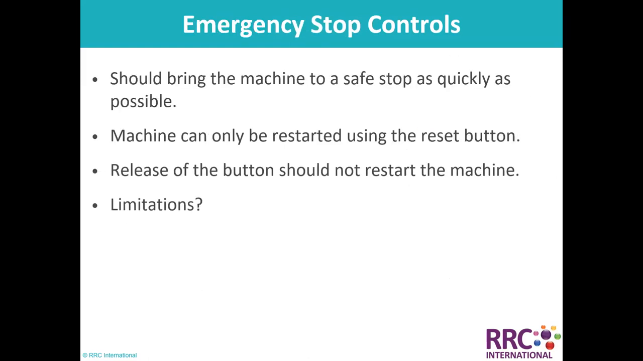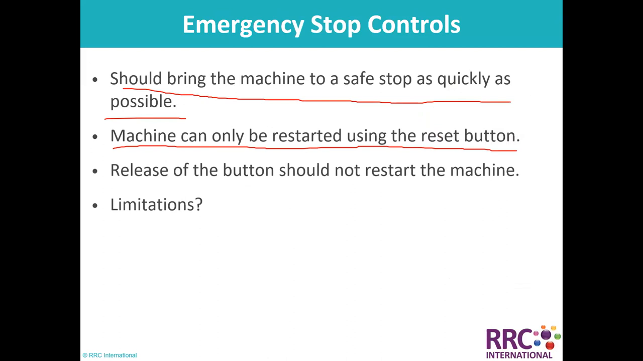Next is emergency stop control. In case of an emergency, you can stop the machine. We have emergency stop controls. It should bring the machine to a safe stop as quickly as possible. Whenever you see a hazard, you can press the button, pull the chain, or pull the cord, and the machine will be stopped. But here, the machine can only be restarted using the reset button. Once you stop the machine, you have to reset it, then the machine will start back. And if you release the button, the machine is not going to get started.